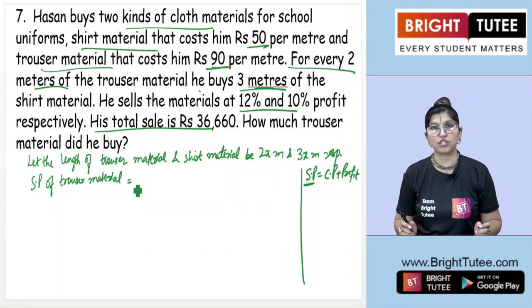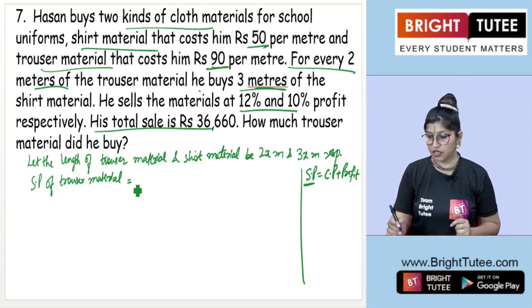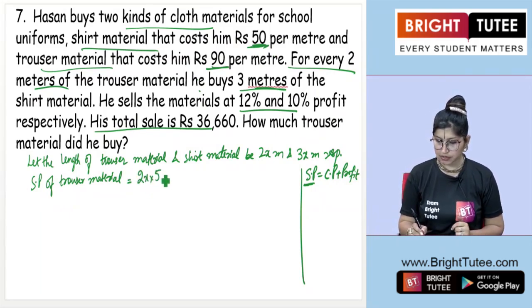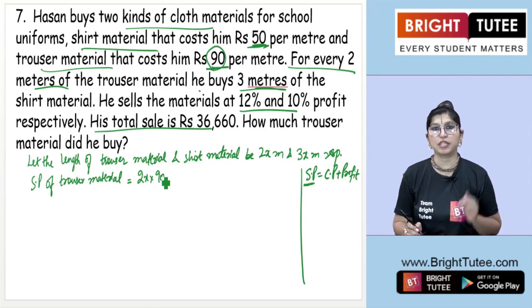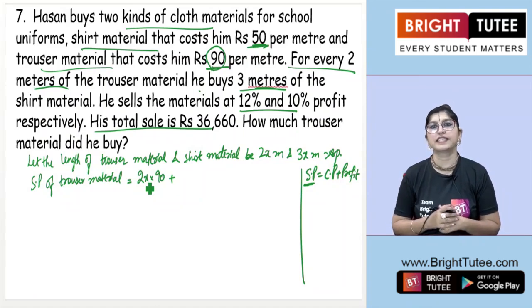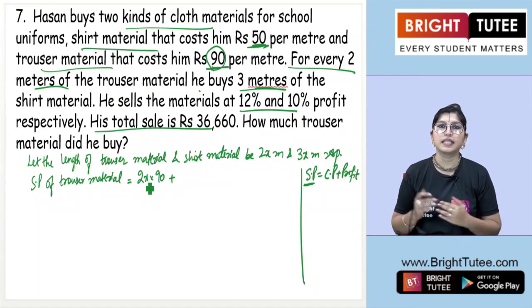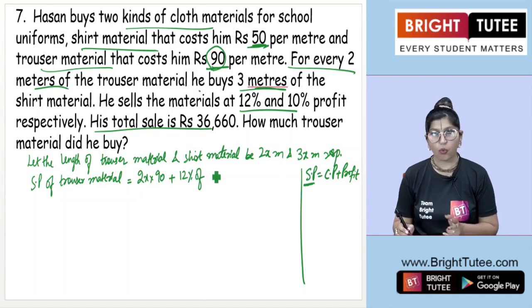So if the trouser is 2x meter, that is per meter, and we know that the price per meter is 50 rupees for the trouser. So what do we do? 2x times 50, because the cost, okay, no, that will not be 50, that will be 90, because for trouser it is 90 rupees per meter, and that will be your CP. Per meter it is 90 and we have taken 2x meter. So 90 into 2x will be your CP. Now 12% of the same CP, which is 180x. We will be solving this first.